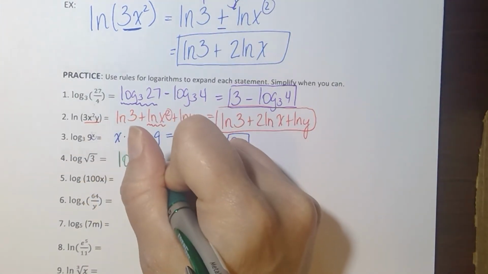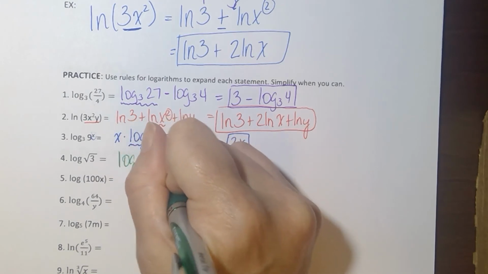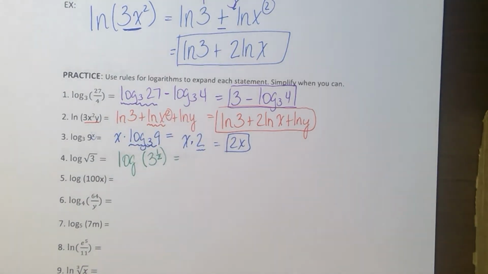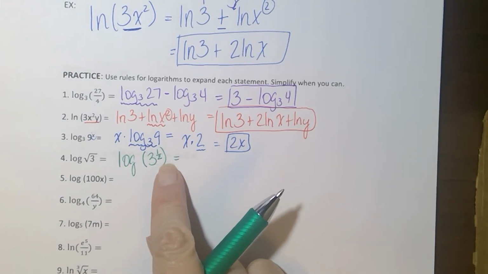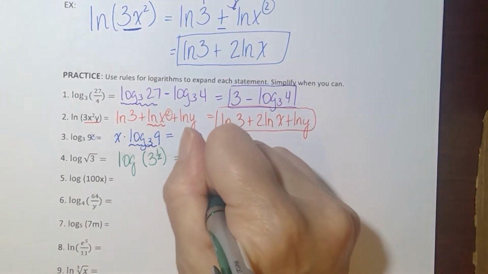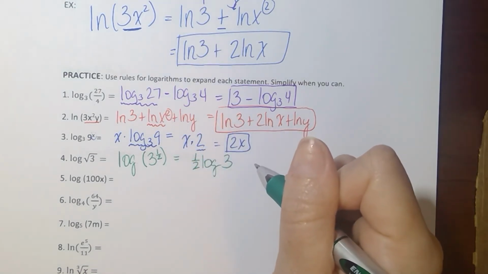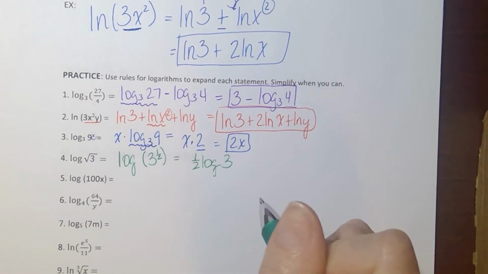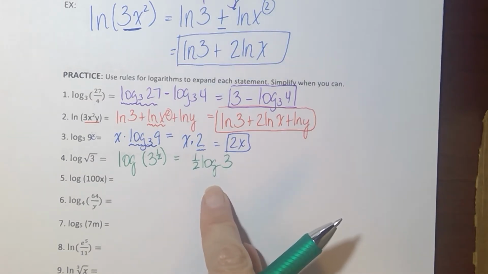So I have log of, and then my argument is 3 to the 1/2 power. Well, log is base 10, 3 to the 1/2. I can use my power rule here. So I have 1/2 log of 3. Still base 10. There's not anything else I can do with that if I want to keep this exact. This is my exact answer, expanded as much as I can.